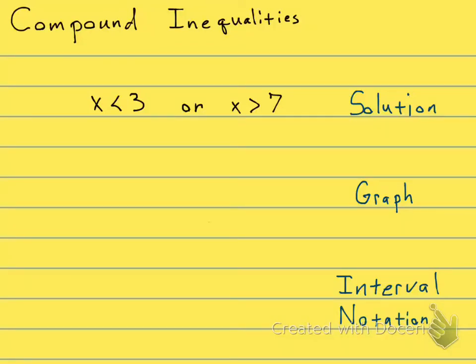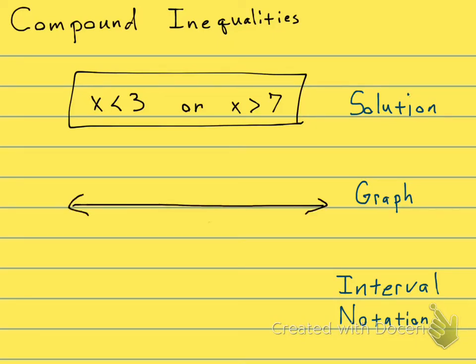Here's a compound inequality that is an OR. Okay, so we've seen ands, now we're going to see an OR. And this compound inequality can fit either category. X is less than 3 or x is greater than 7. So the solution is already done because the x's are already solved for. Let's see what it looks like on a graph.